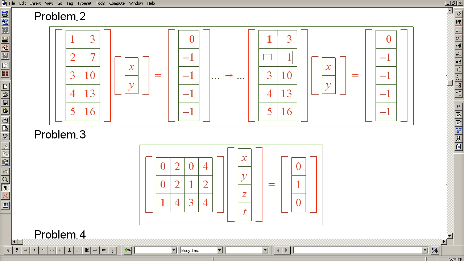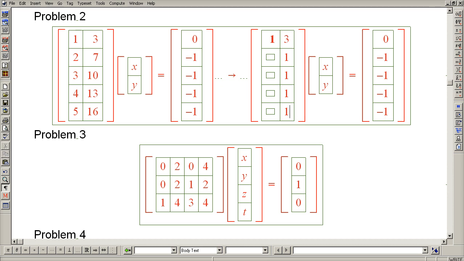The next step is to subtract 3 of row 1 from row 3, eliminating the 3 and turning the 10 into a 10 minus 9, which is 1. The next step is to eliminate this 4, which is accomplished by subtracting 4 of row 1 from row 4, which will turn this 13 into 13 minus 12, which is 1. And finally, to eliminate this 5, we have to subtract 5 of row 1 from row 5, eliminating this 5, and turning this 16 into a 1.